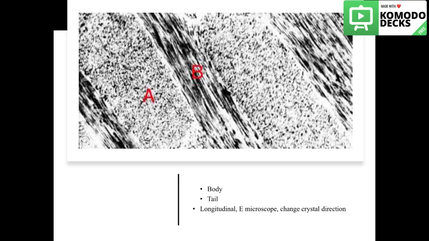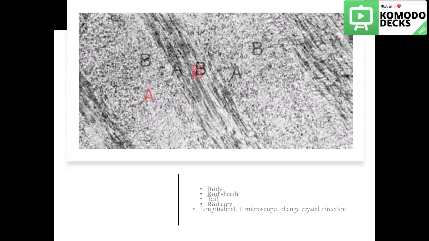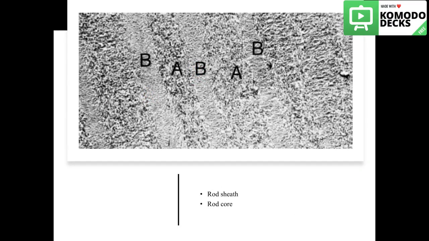Also, under high magnification and electron microscope, we can see how the crystal direction is much different between the body and the tail, and how the crystal direction is also different between the rod sheath and the rod core. That's why we have different banding or color, because of the change in direction of the crystals.